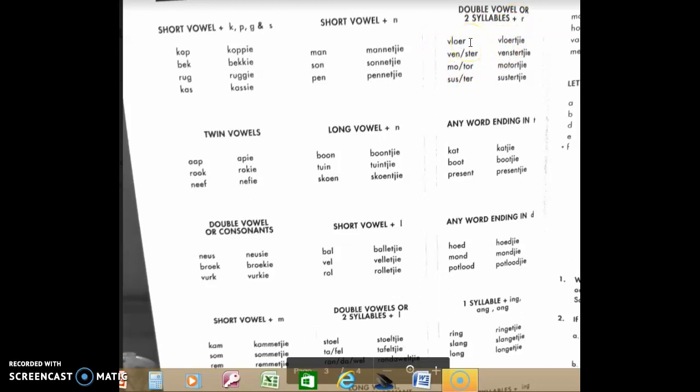Double vowel or 2 syllables plus the R. Vloer, vloertjie. Venster, venstertjie. Motor, motortjie. Suster, sustertjie.